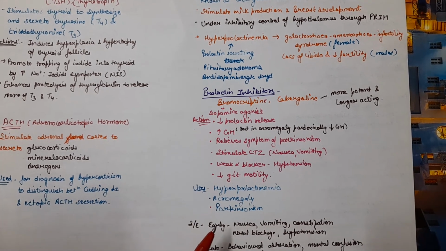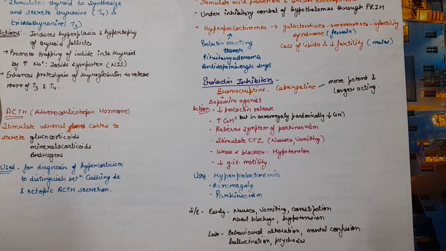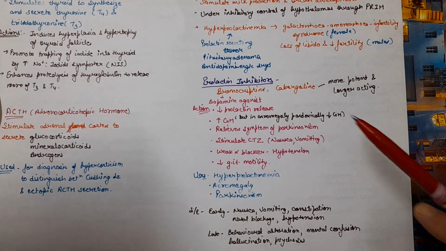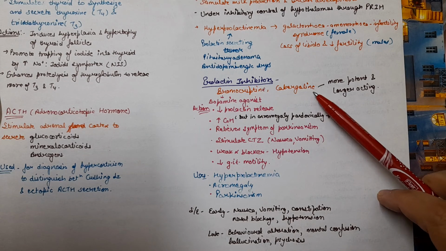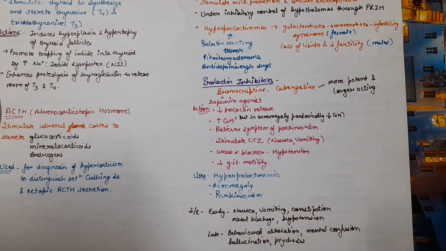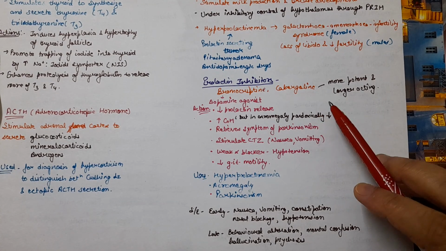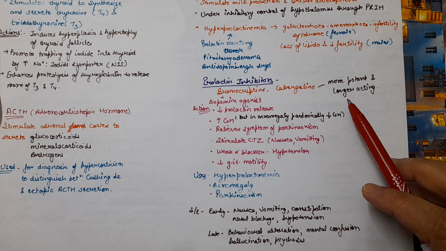The early side effects caused by bromocriptine are nausea, vomiting, constipation, nasal blockage and hypotension, and in later stages it causes behavior alteration, mental confusion, hallucination and psychosis. Cabergoline is another prolactin inhibitor. It is more potent and longer acting than bromocriptine. Cabergoline is the preferred drug for hyperprolactinemia. It is also useful in acromegaly.